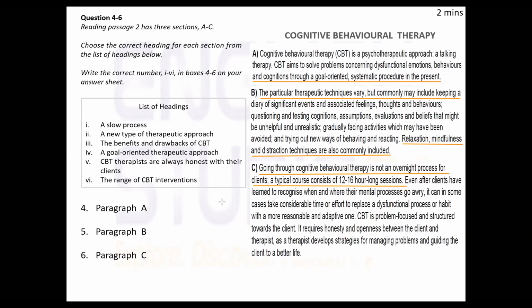That's the correct answer. Kalau kita baca, di sini juga ada sih sebenarnya yang mirip-mirip jawabannya ya. Ini yang pertama, going through cognitive behavioral therapy is not an overnight process. For clients, a typical course consists of 12 to 16 hour-long sessions. Nah, bagi yang menjawab number 5, CBT therapists are always honest with their clients, itu incorrect karena di sini disebutin it requires honesty and openness between the client and therapist. Therapists honest, but kalau kita lihat konteks meaning dari headings number 5, CBT therapists are always honest with their clients.